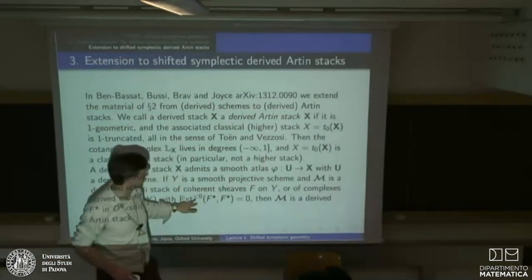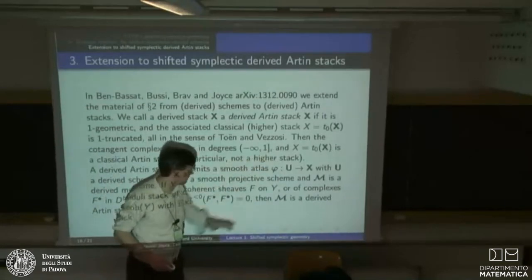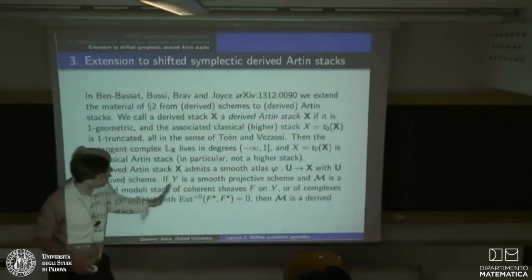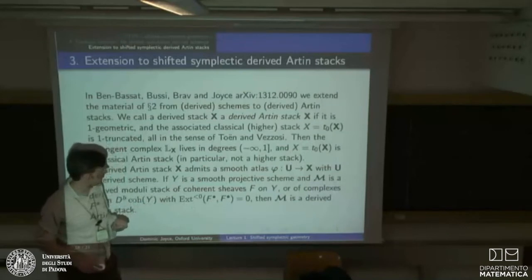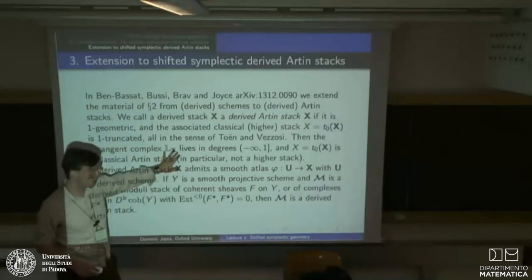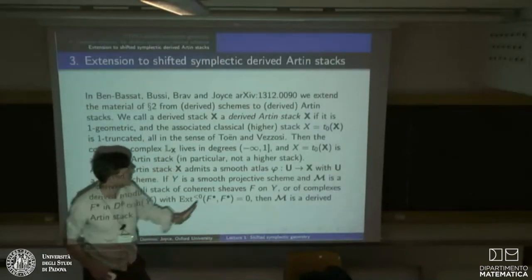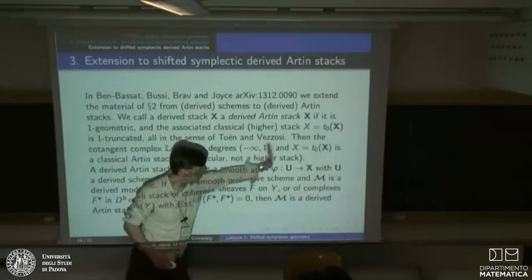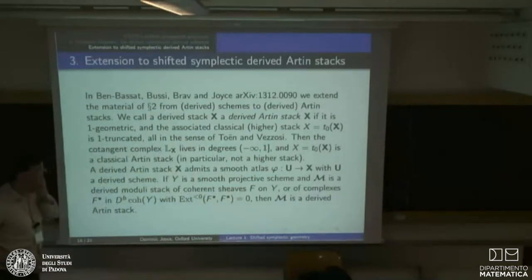So X minus 1 would end up in degree 2 and so on. So saying I want no negative Ext between F and itself means that I want the cotangent complex of L_X to be truncated at degree 1, not to go off into degree 2 and higher, and that's really what being a derived Artin stack means to me. Okay, so that's my condition.